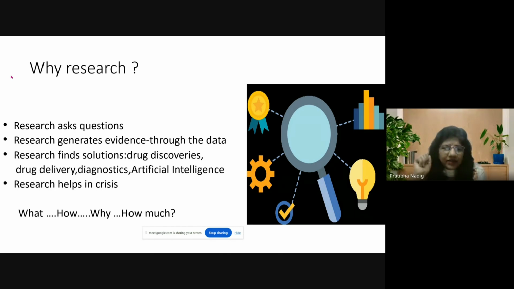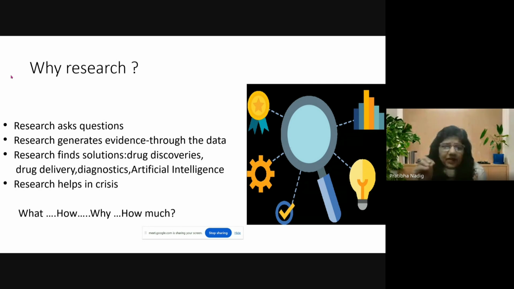Research finds solutions. Because of research, we are able to treat patients, because treatments were born out of drug discoveries. Then very interesting drug delivery systems. We have insulin pumps, and we have targeted drug delivery in cancer and diagnostics. A beautiful example is COVID testing. And now it is artificial intelligence, which develops a lot of algorithms based on research that has been published worldwide, research which is ongoing, and research that will be initiated.